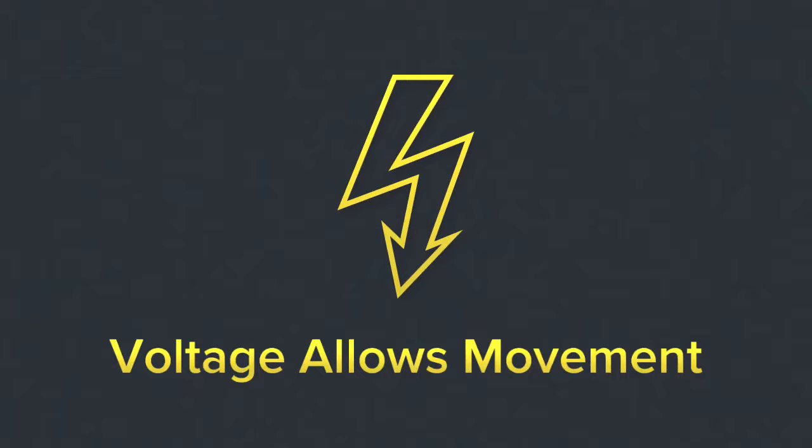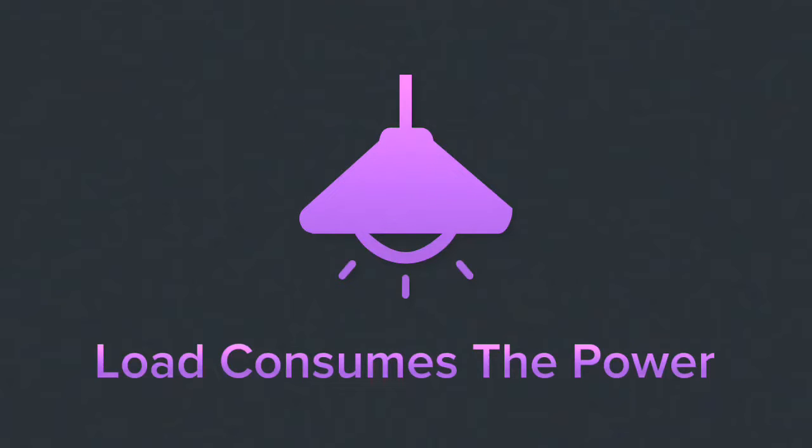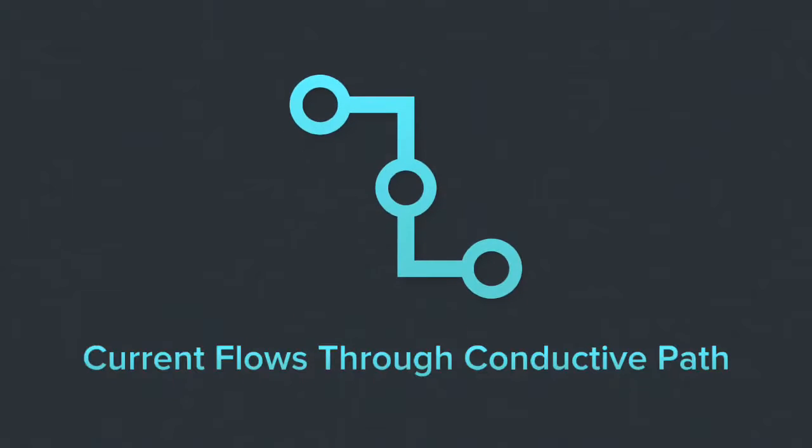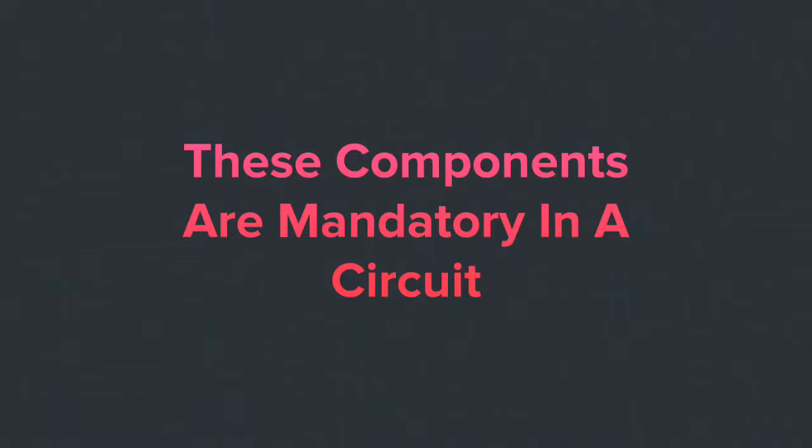The voltage source is what makes the current move in the circuit. And the load is what takes in the power, such as a light bulb. And finally, the conductive path is the path that the current moves through. And without any of these three components, there would be no circuit. But what we were just talking about is a closed circuit.